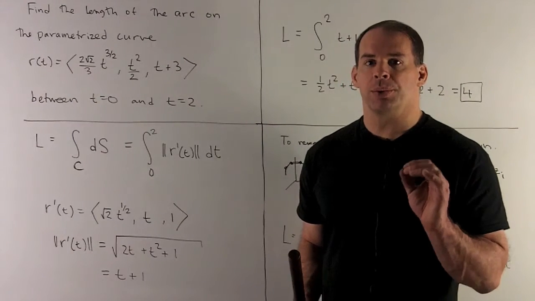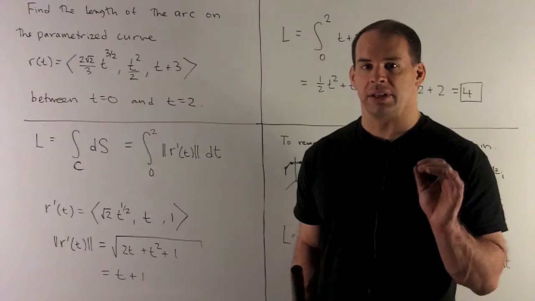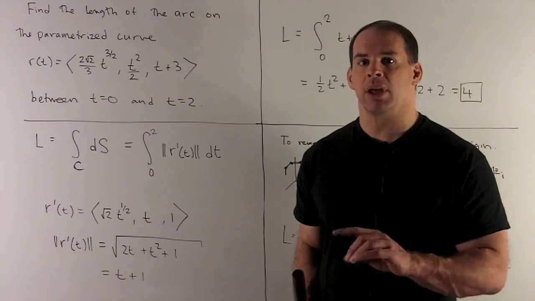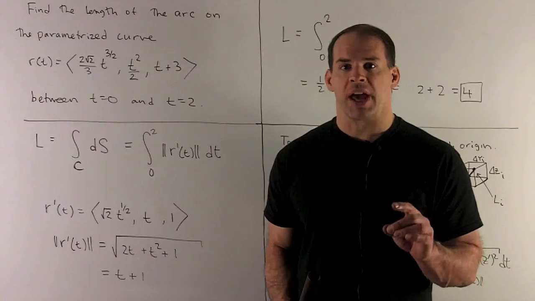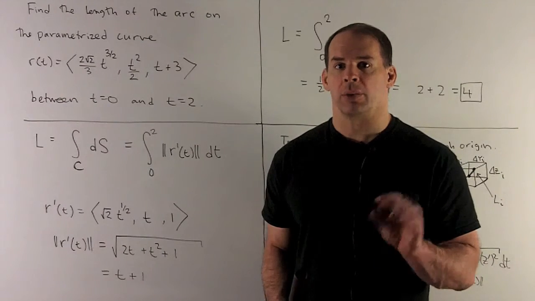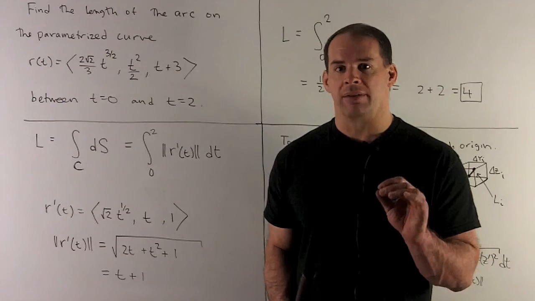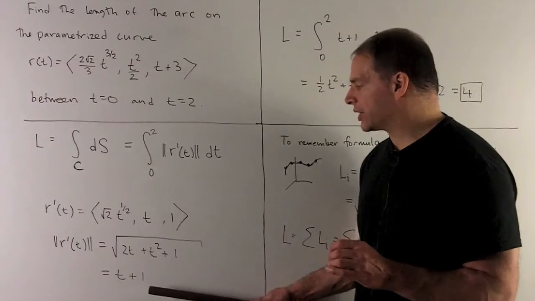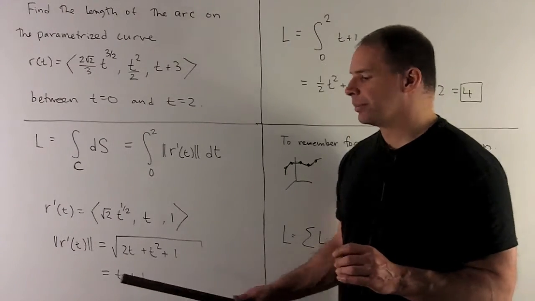Now, take the derivative, what do we get? Well, √2 t^(1/2), comma t, comma 1. I take the length, that gives me the square root of 2t plus t squared plus 1. The inside factors as (t+1) squared, so we get t + 1. We don't have to worry about the sign for the square root, since t goes from 0 to 2, this is always a positive number. So that's what we integrate against.